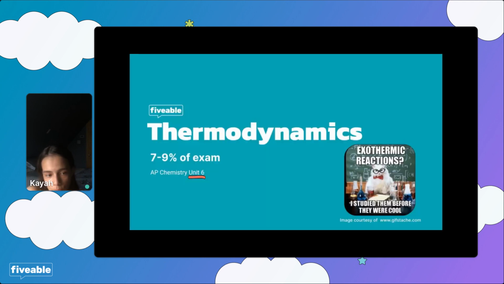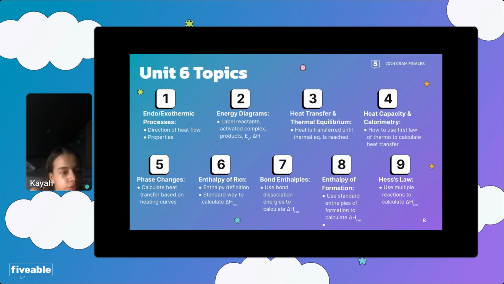So, first off, we're going to get right into thermodynamics. It's 7 to 9% of the exam. So just a quick overview of the Unit 6 topics. You have the endo and exothermic processes, the energy diagrams, heat transfer and thermal equilibrium, heat capacity and calorimetry, phase changes, enthalpy of reactions, bond enthalpies, enthalpy of formation, and Hess's law. We'll get more into the bullet points.